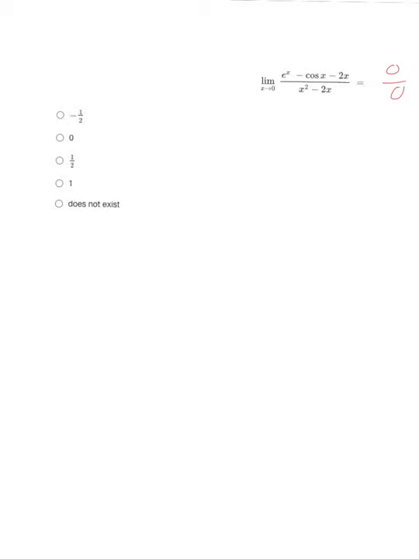But what I do see is not just the denominator being 0, but the numerator being 0, which tells me I could do L'Hopital's rule. Remember, you can do L'Hopital if you have either 0 over 0 or infinity over infinity. And L'Hopital says take the derivative of the numerator and the denominator separately, no quotient rule. So the derivative of e to the x is e to the x. Derivative of cosine is negative sine. And the derivative of negative 2x is negative 2.